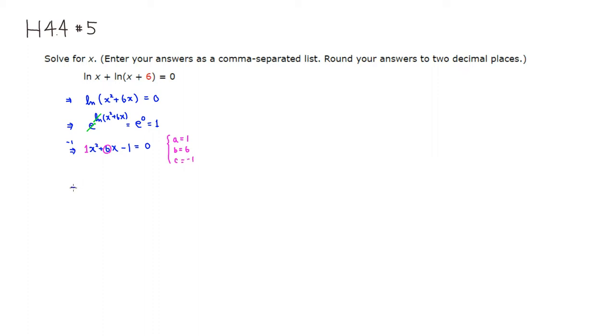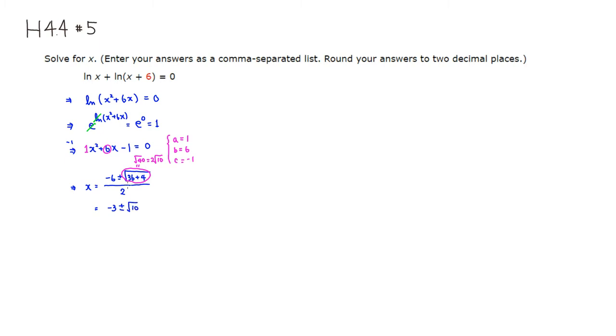So using the quadratic formula, we have x equals negative b, so negative 6, plus or minus the square root of b squared, so 36, minus 4 times 1 times negative 1, so it's going to be plus 4, over 2 times a, which is 1, so it's 2. So this is the square root of 40. I'm going to pull out 2 and get square root of 10. Then divide negative 6 by 2, so it's negative 3, plus or minus square root of 10 over 2.